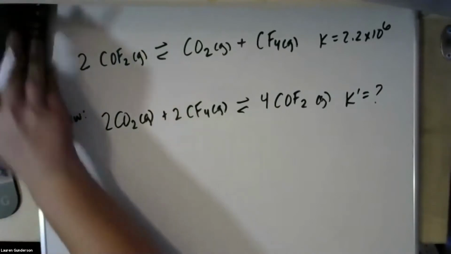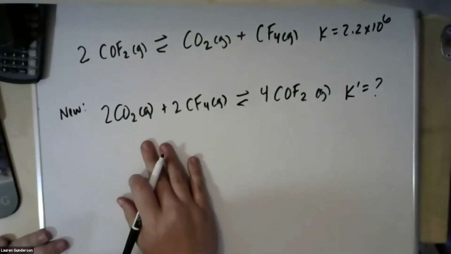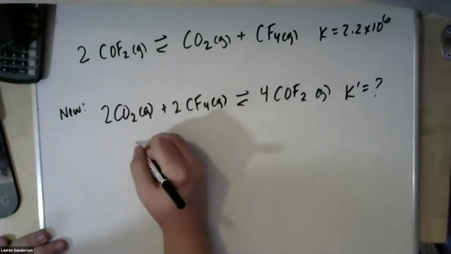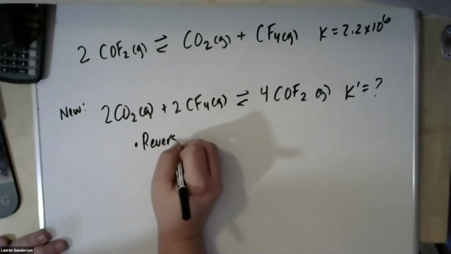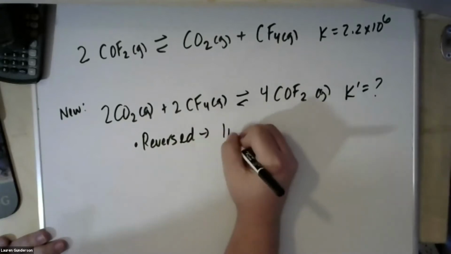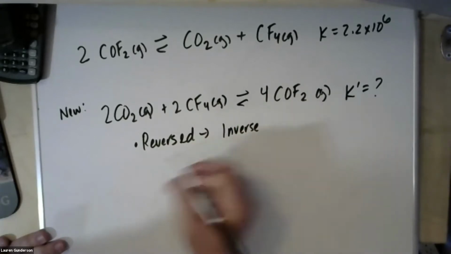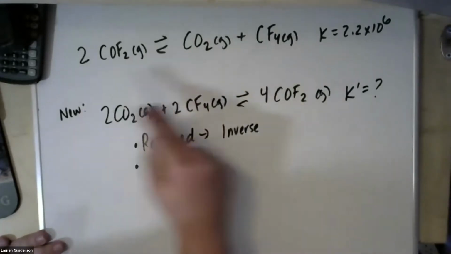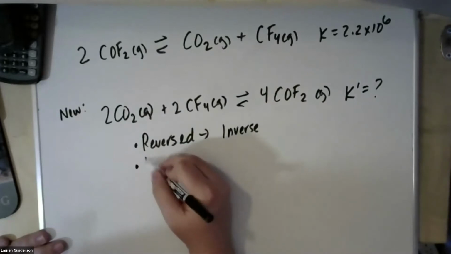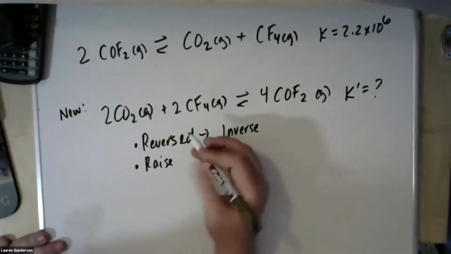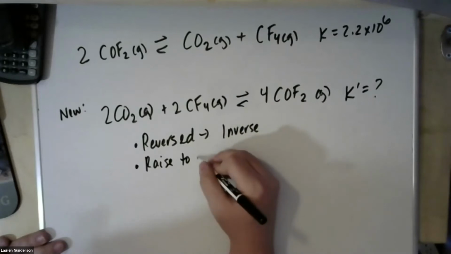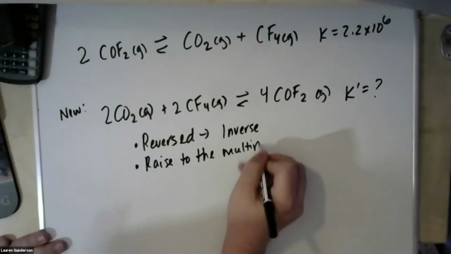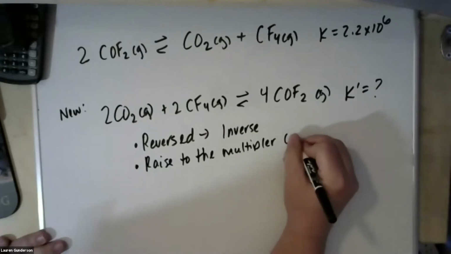All right, so again, I'm going to go through and I'm going to list the changes that happened. I see that my COF2 went from a reactant to a product. So I know that the reaction's been reversed, which means I'm going to be taking the inverse. And I've also multiplied this entire first reaction by 2. So I'm going to have to raise to the multiplier. That's what we can call it. And in this case, that multiplier is going to be 2.